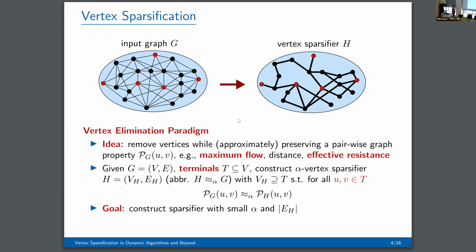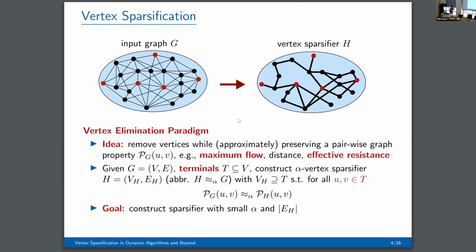You would like to preserve the property only among terminal vertices, only those that you care about. So you're not trying to preserve shortest paths among other vertices that you don't care about, that you got rid of when you did sparsification. So you can think of this as deleting vertices, or vertex reduction.